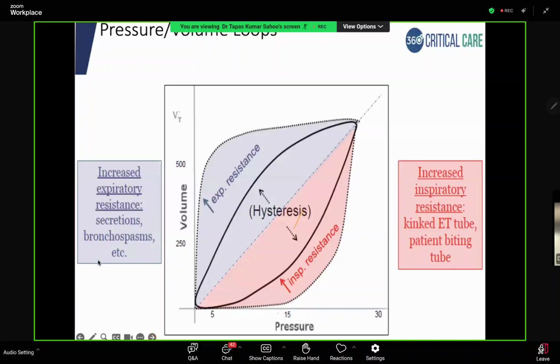If you are getting increased expiratory resistance, the loop would be slightly swollen. You can see here it is all stressed toward the expiratory part. Normally it should be in the black. You can see here.